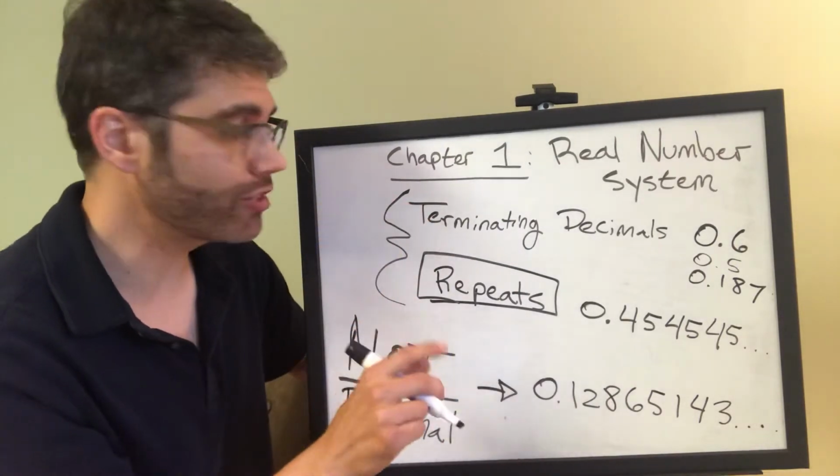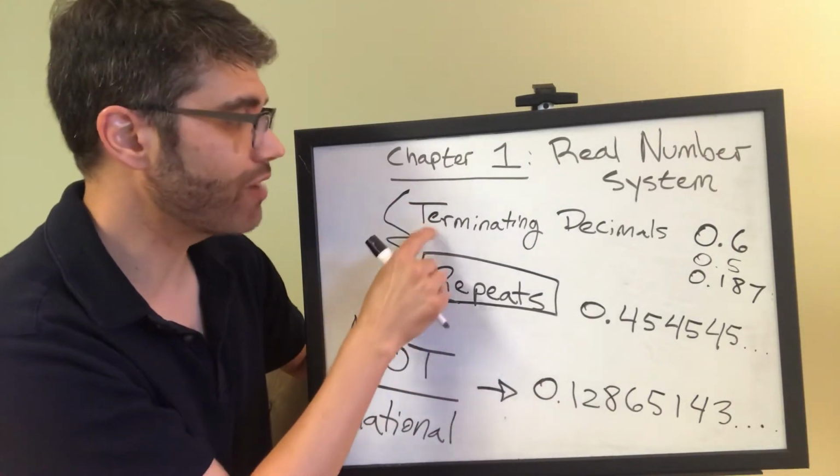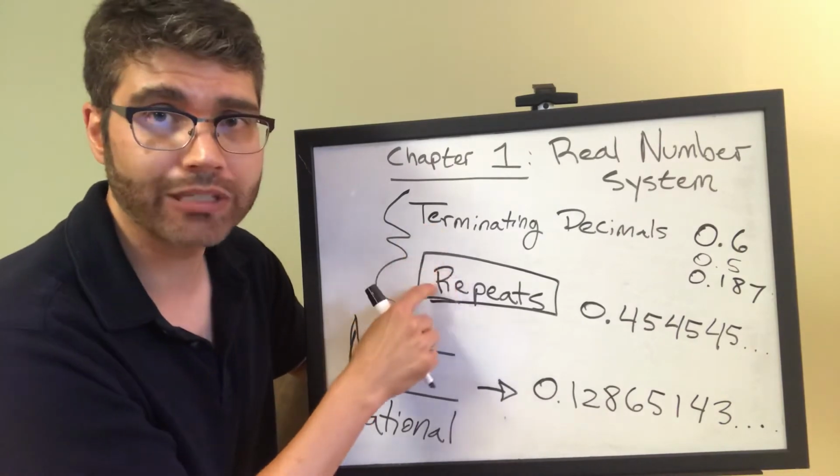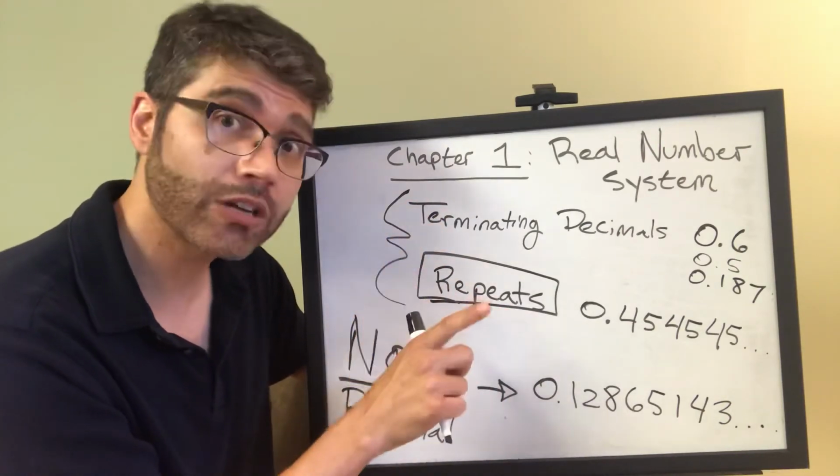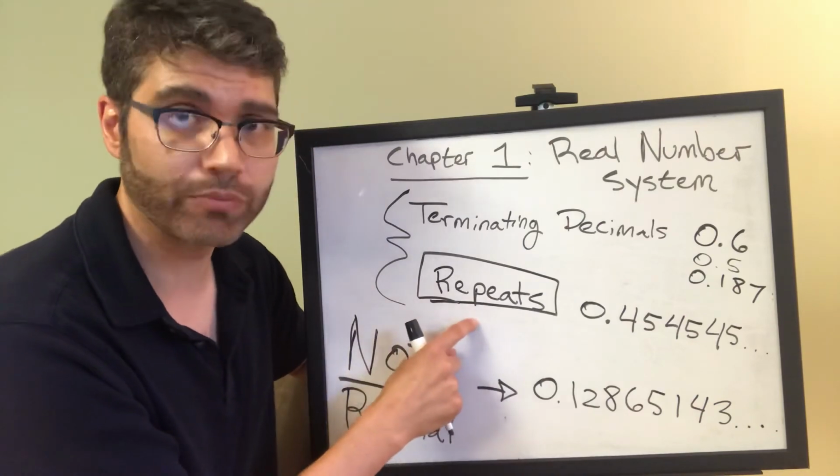If it is rational, it needs to satisfy one of these two options. Either it ends, it terminates, or if it does go on forever, it at least repeats. Okay?